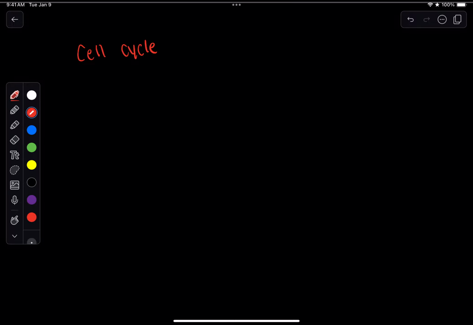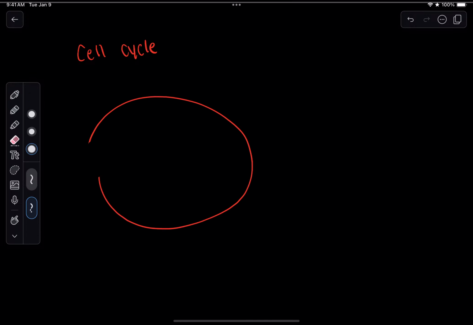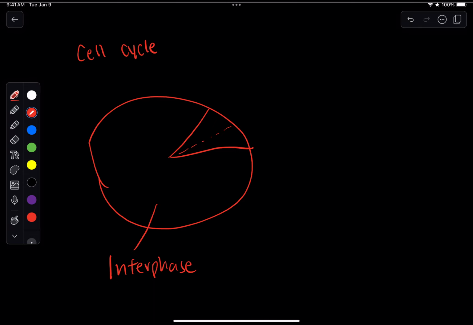So there are different phases of a cell. The phases are interphase, and this is how it's usually represented, in a circle. The cell cycle is divided into kind of two periods. This is the big part, interphase, and within that small part there are two phases: mitosis and cytokinesis. We're going to talk more about that in a second.